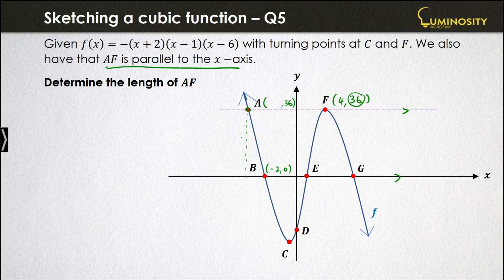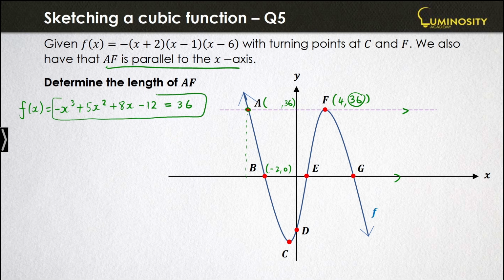So how do we find the x value? Well, we've got that original function, f of x, and we know what the y value is. It's 36. So let's recall your f of x. When I expanded that thing out, what did we get? Negative x cubed plus 5x squared plus 8x minus 12. Now, that must equal what? 36 as a y value, because we're looking for the x value that gives us a y value of 36.